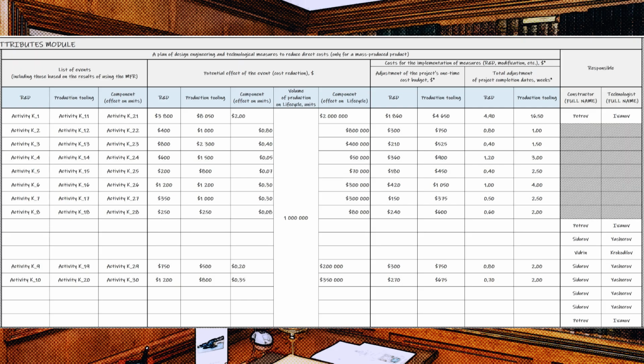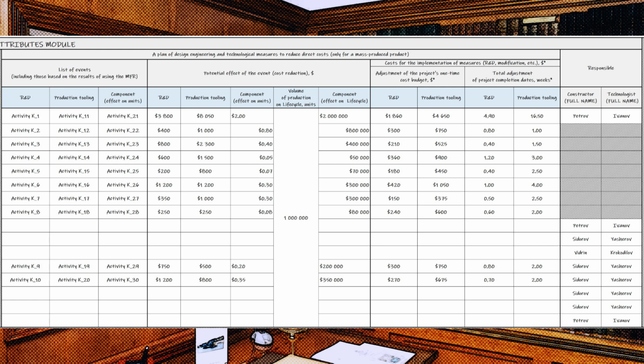Obviously, it takes time to implement all these innovations, which is displayed in the column total adjustment of project completion dates, weeks. Usually, in such cases, weeks are used as time measurement units, although norm hours are also indicated in work calculations. The convenience of measuring in weeks, as many have already guessed, is due to the fact that within the framework of project activities, including international practice, weeks are used when planning work.